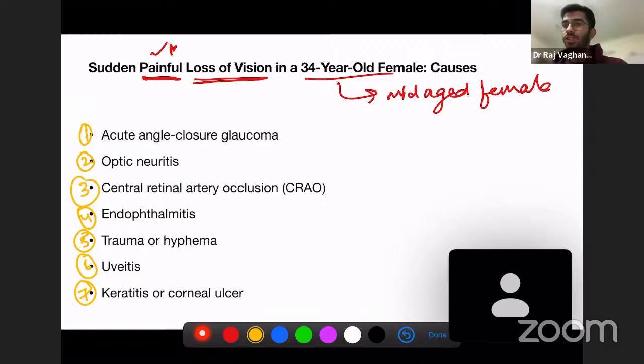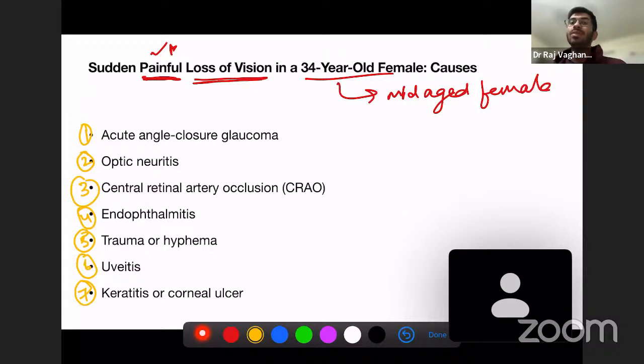This is a very important question, and we are discussing this mid-aged female particularly because this question has come in the previous 10 years of PYQs. That's why we're discussing it as a separate heading. It has come very frequently in previous year questions. So just remember these 7 causes, and we are going to discuss them in detail in the upcoming slides.